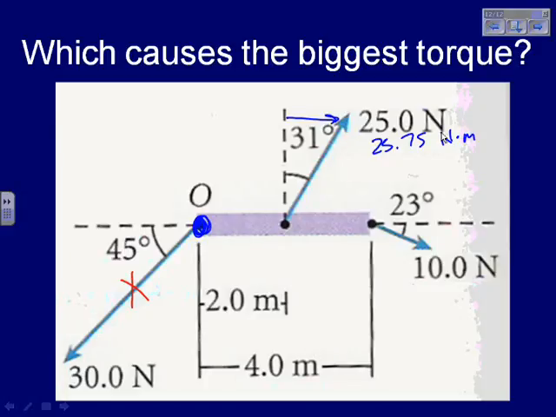The other one's the same thing, but it's 4 times 10 times sine of 23. Sine of 23 will get you that component, right? And what'd you get? 15.63. Once again, newton meters. So this force causes the biggest torque, even though it's closer to the middle.